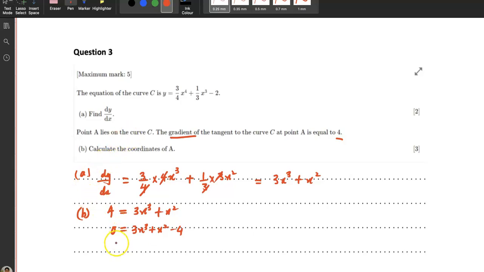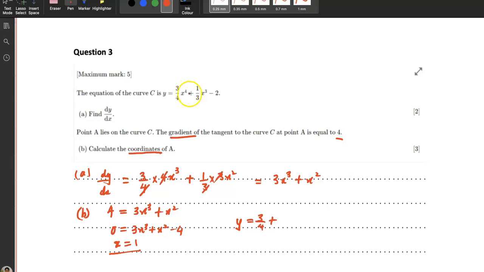I got x is equal to 1. Leave it. I just want to make sure it works like this. Yeah, it will work. Minus 4. But you want the coordinates, so you have to get your x and y. How will you get the y? You put it in the first equation, the original one. So y is equal to 3/4.